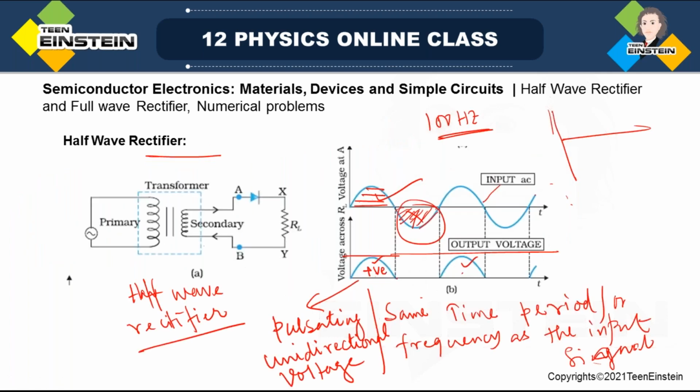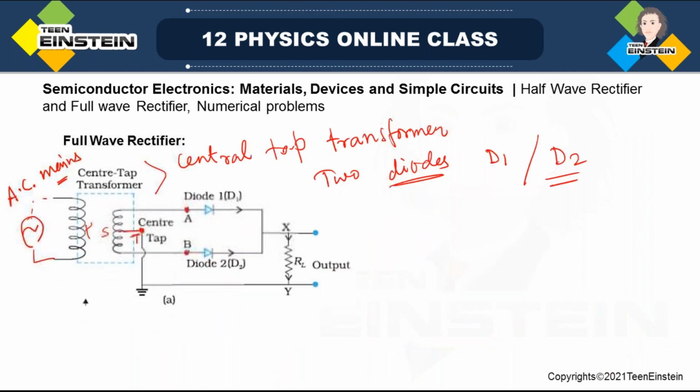See, in the half wave rectifier circuit, we had only one diode. So the two terminals of the secondary had been connected to the diode in series along with the load resistor RL. Okay, this is a very simple circuit. Now when we talk about the full wave rectifier circuit, here in this case we are using two diodes D1 and D2, but they are actually connected to two different circuits.